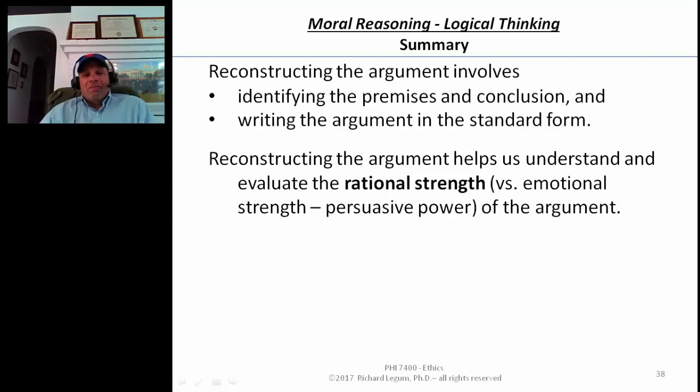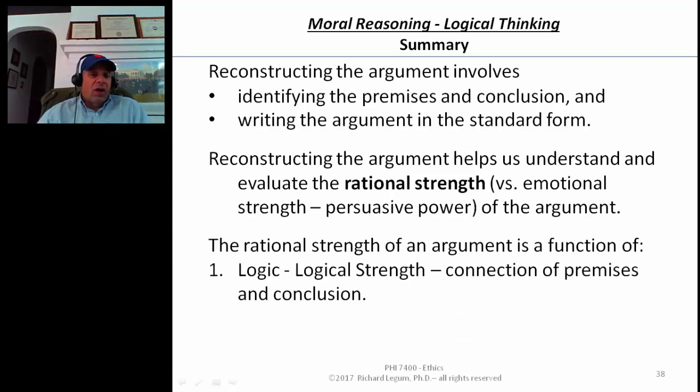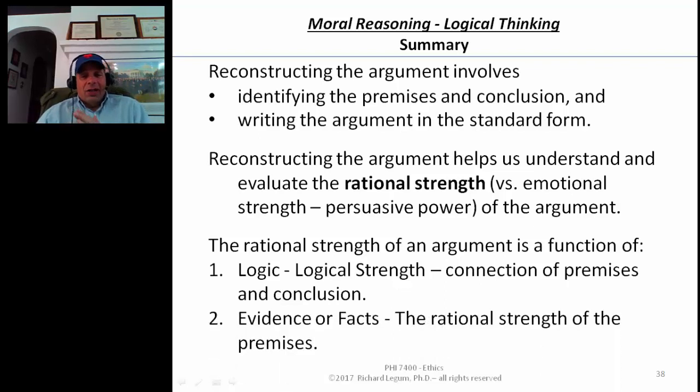We're not looking for persuasive value, which can be largely determined by the emotional strength, the emotional pull the argument has. We're not worried about that. We're just worried about reasonability here. And the rational strength is a function of two things. First of all, the logic, the connection between the premises and the conclusion, that is the logical strength. And the second thing, the evidence or the facts, that is, the rational strength of the premises, how reasonable it is to accept those very premises.